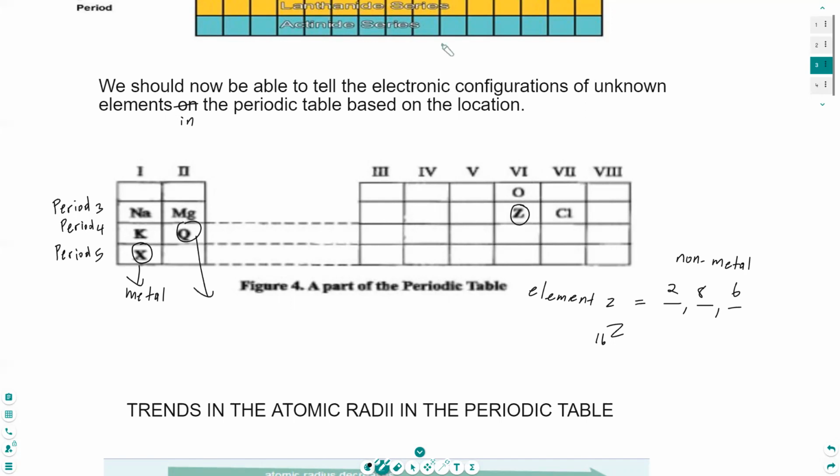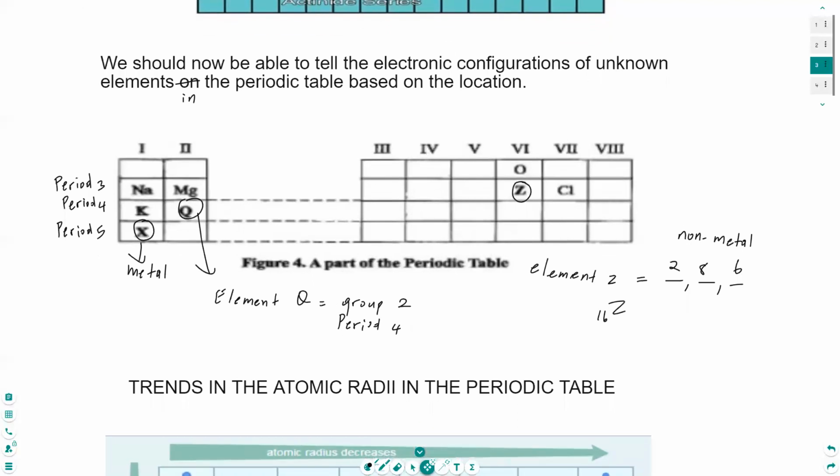Element Q is in group 2, right? And it is in period 4. So it has 4 shells and it has 2 electrons on the outer shell. So it will behave just like other group 2 elements like magnesium.